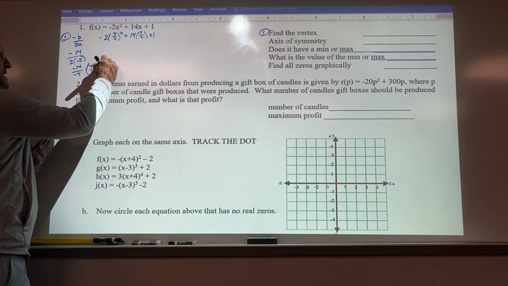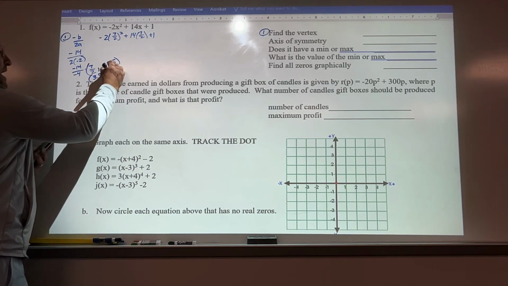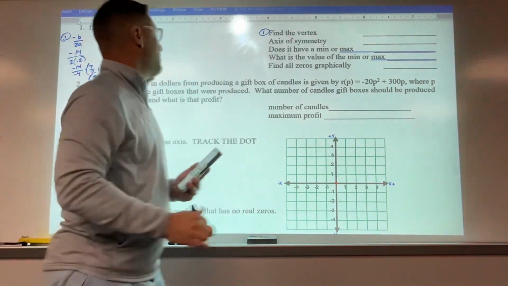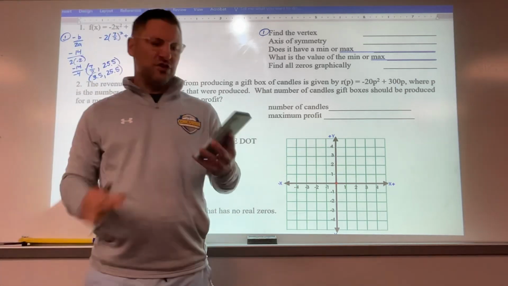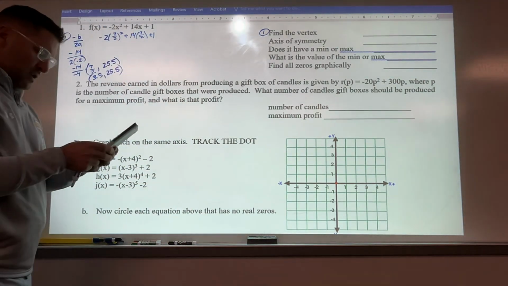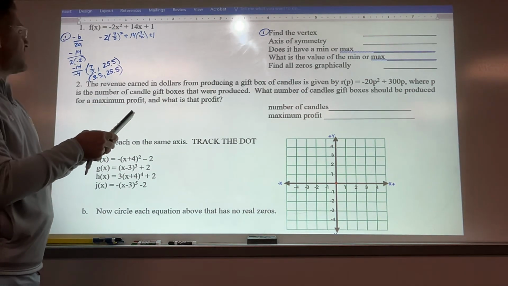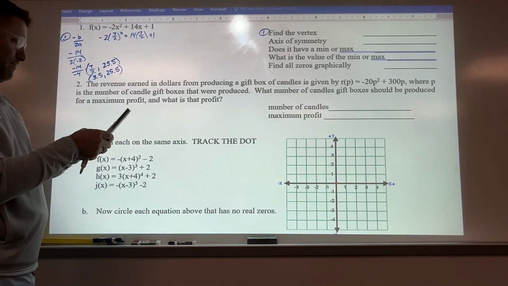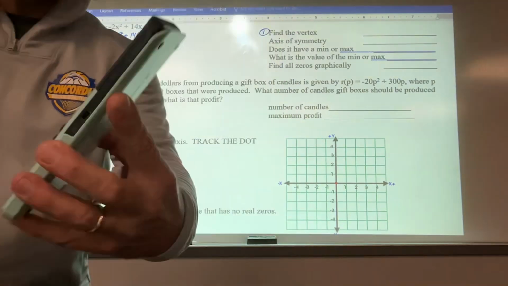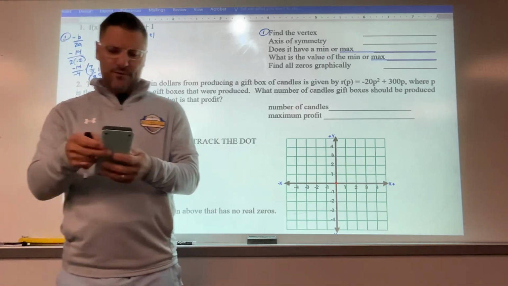Now, those are kind of funky decimals, 25.5 and 3.5. Luckily, I have my graphing calculator, and I can test to make sure that vertex is right by plugging the equation in and simply tracing it. So I'm going to go to y equals and plug in the original, negative 2x squared plus 14x plus 1. Then I'll hit the graph button and see if I got the right vertex.